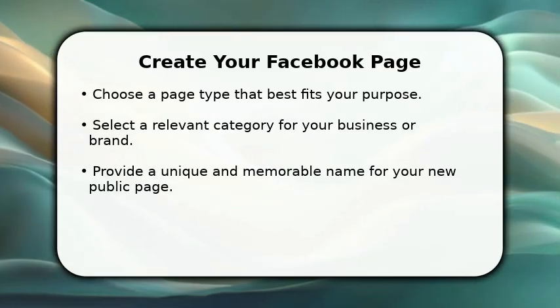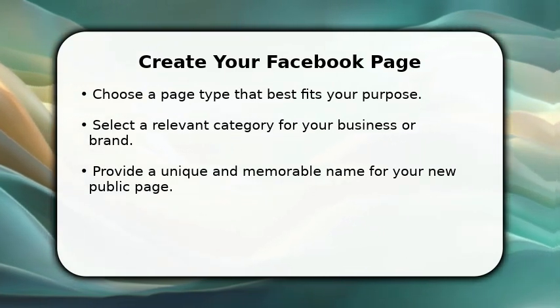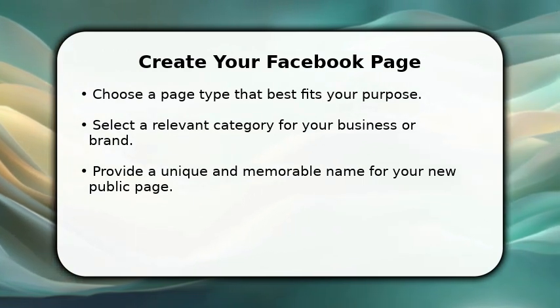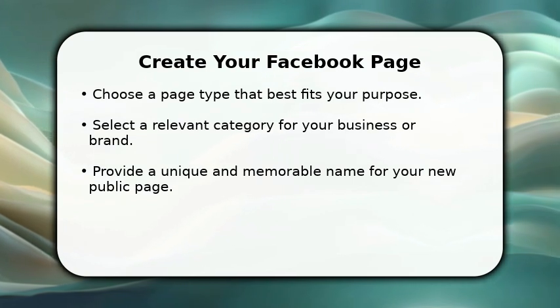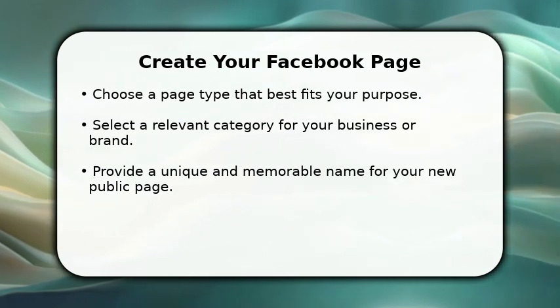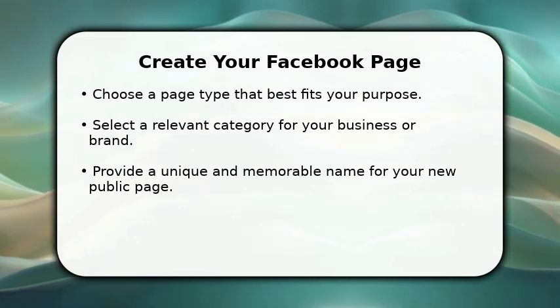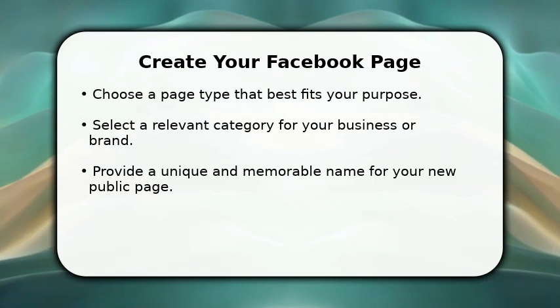In this video, I will explain how to create a public Facebook page. First, navigate to the Facebook Pages section and click on Create New Page. You will then be prompted to choose a page type, such as business or brand or community or public figure. After selecting your type, pick a category that accurately describes your page. Finally, give your page a clear and concise name that reflects its identity.